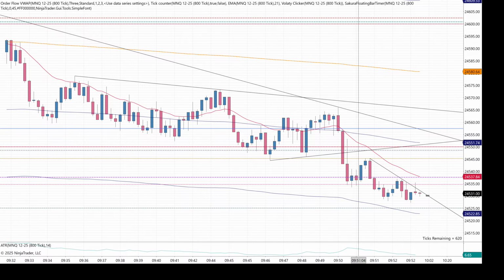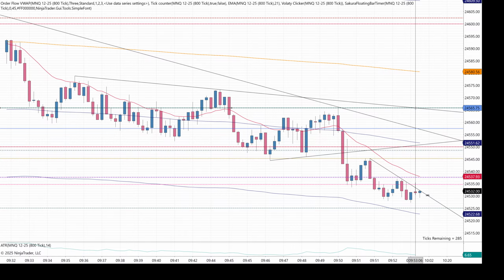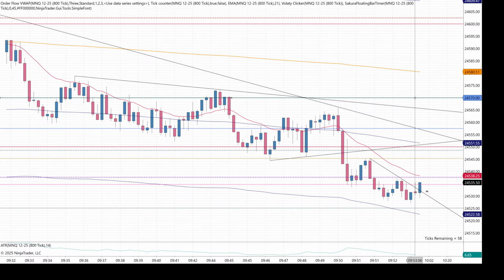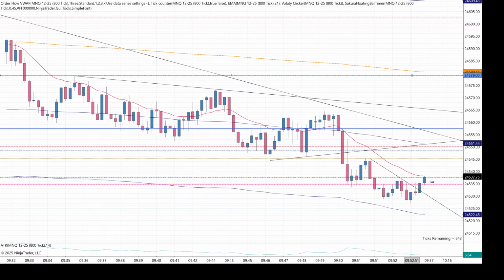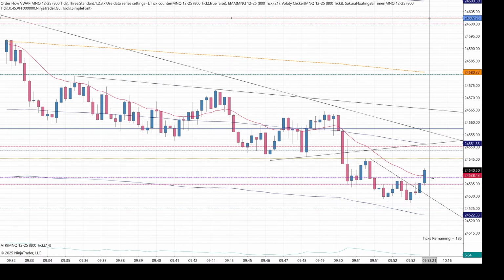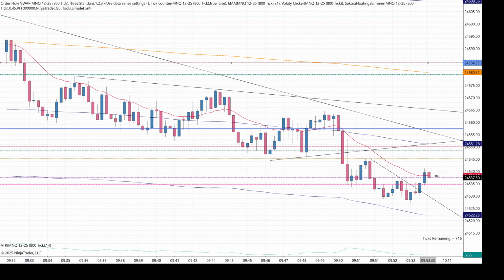I need to keep track of where our 5-minute EMAs are because it's been a while. So this is all the way down here at 79.22. So we're super extended, right? And then the 21 EMA is at 83.25.